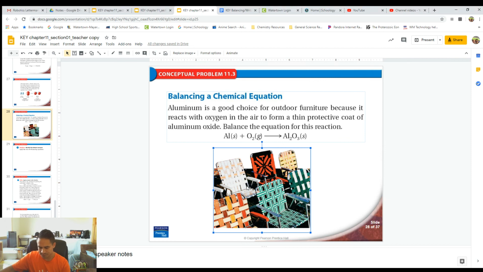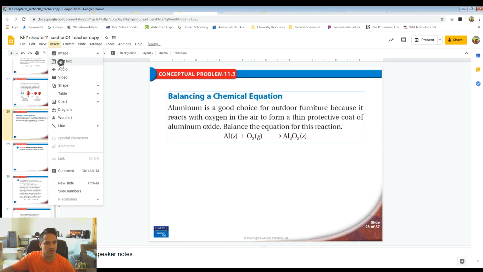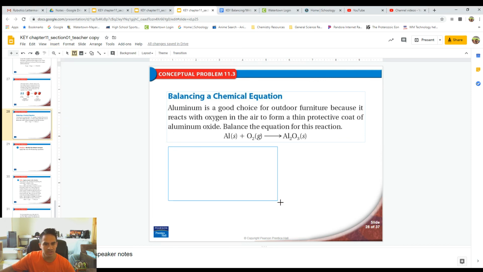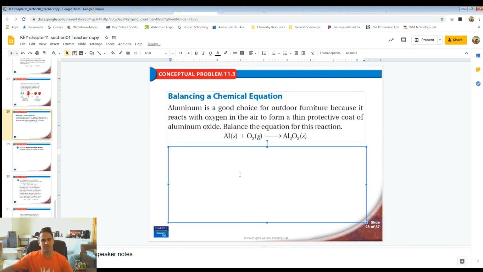Take a look at another one here. So this one says aluminum is a good choice for outdoor furniture because it reacts with oxygen in the air to form a thin protective coating of aluminum oxide. Balance the equation. All right. So they just want us to balance it. We don't even need to write anything else out. So let's just write this down below.